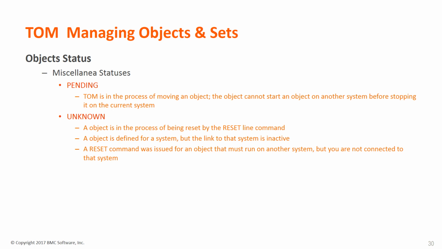A pending status indicates that Tom is in the process of moving an object and he can't start it on another system until he stops it on the original system. Unknown is kind of a catch-all. If you have an object that's being reset with a line command, then it can go into an unknown status. If it's defined for a system, but you can't get to that system, it'll be in an unknown status. Or if you issue a reset for an object that's on another LPAR that's not connected to the current Tom you're in, you'll see an unknown status. So there are a lot of reasons you can get into unknown, but it's rare that you're going to see that.